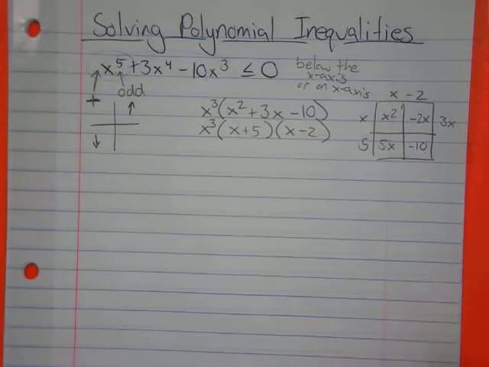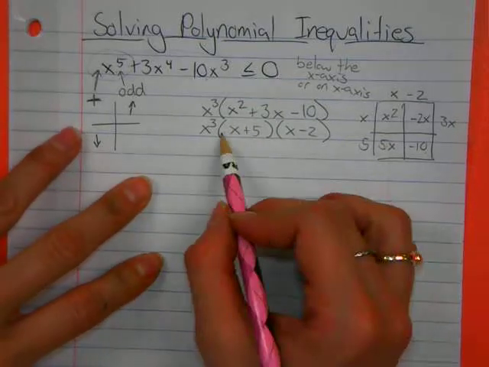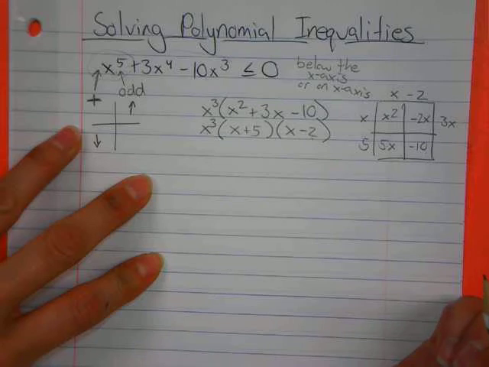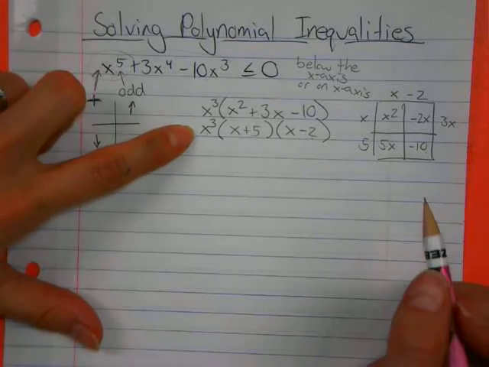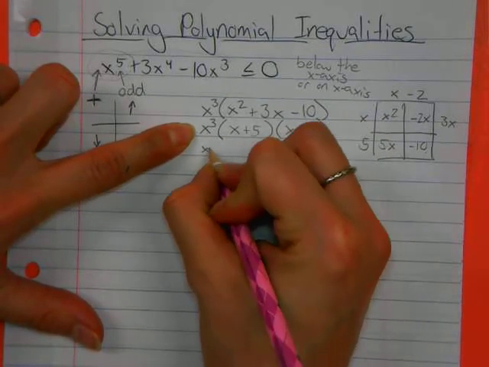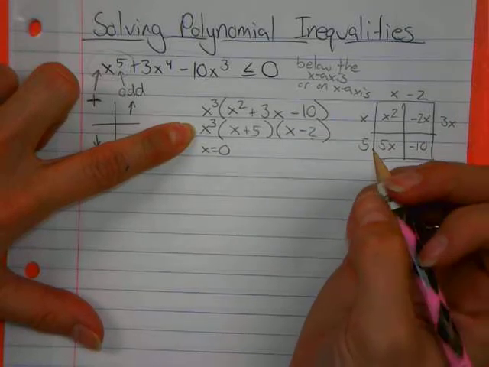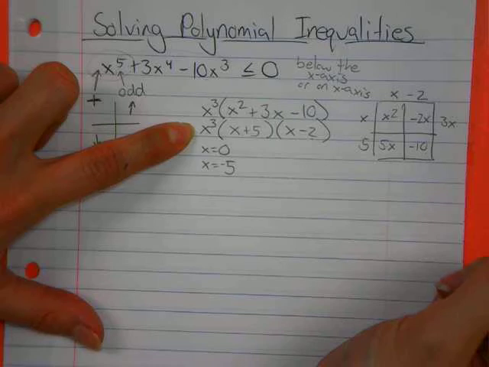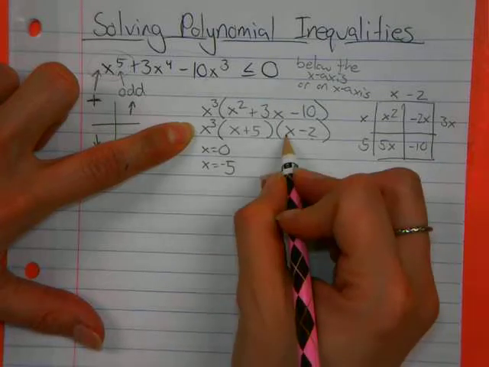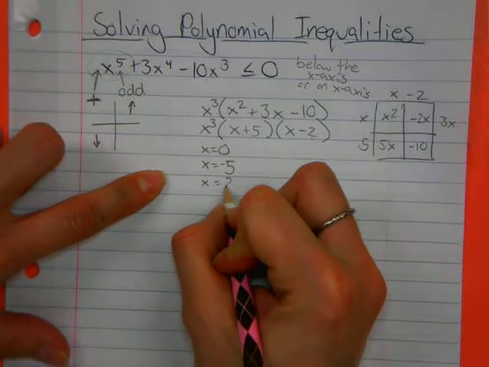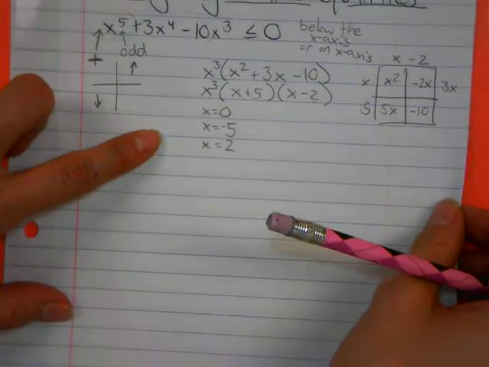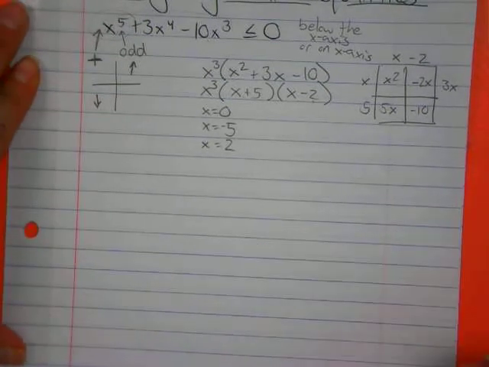All right. Once I factor it, that helps me to find my roots or zeros where this is equal to 0, because I can think about these separate factors and what x values would make them 0. So for this one I have x equals 0, because 0 cubed would be 0. For this one I have x equals negative 5, because negative 5 plus 5 is 0. And the last one I have x equals 2, because 2 minus 2 is 0. So these are going to be the places where I'm touching or crossing the x-axis.